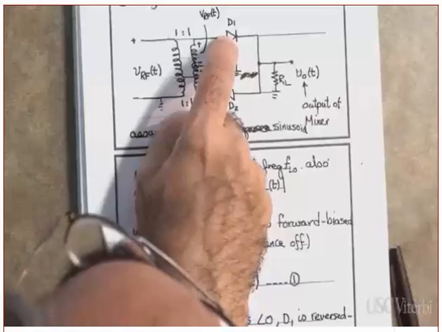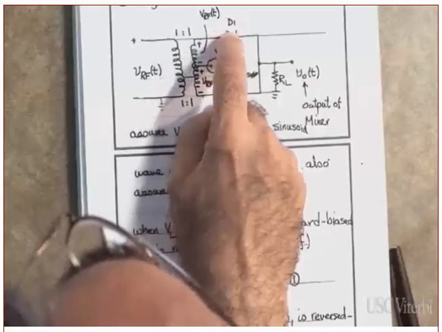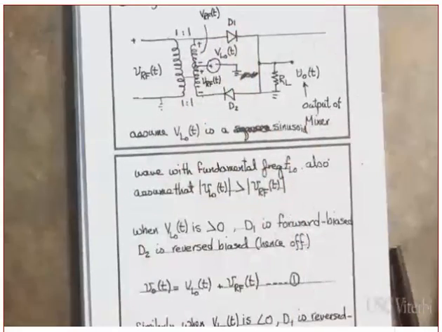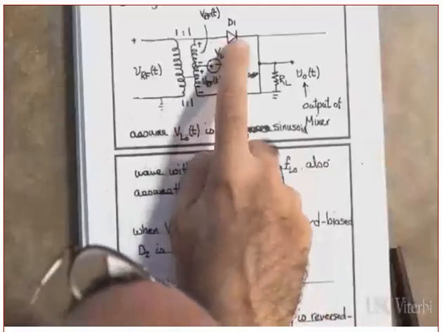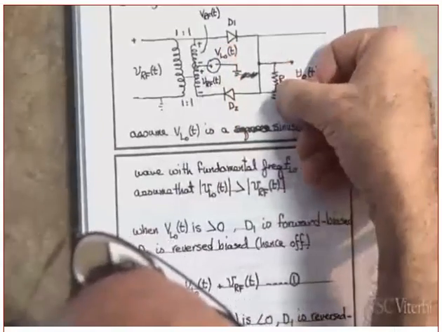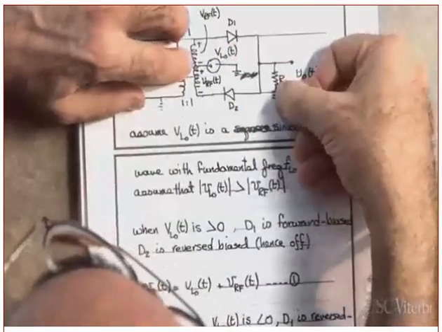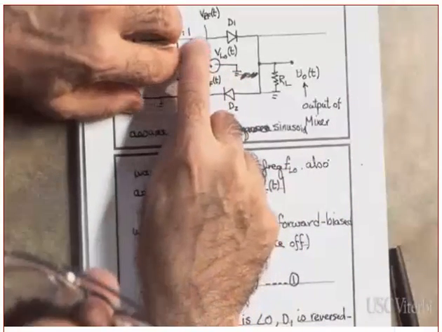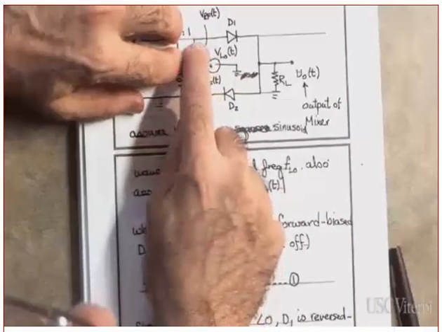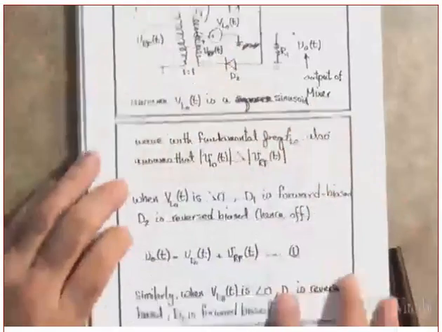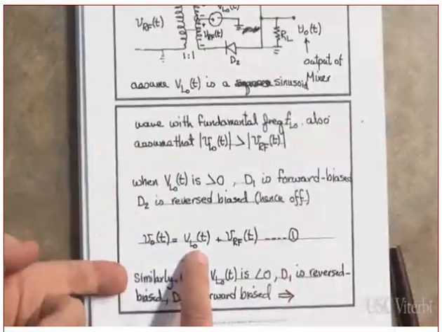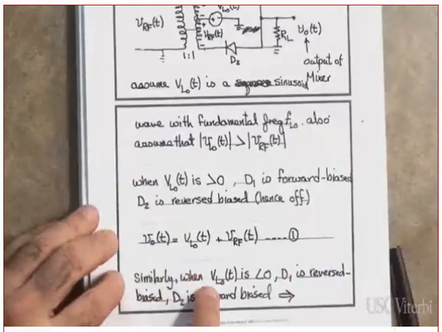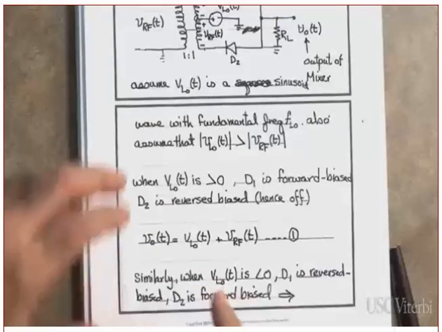If this one is forward biased, which means what? A short circuit. Ignore the resistance. It is a short circuit. What is the voltage across this? The voltage across this is VLO(t) plus VRF. Yes or no? So this is this. Do you understand this? Now, when VLO(t) is negative, which means what?